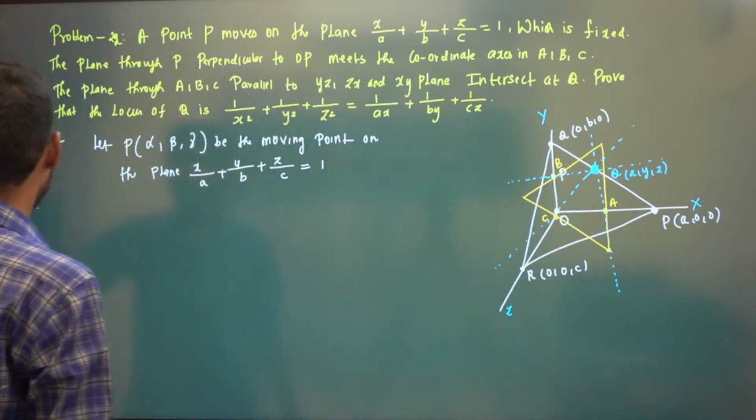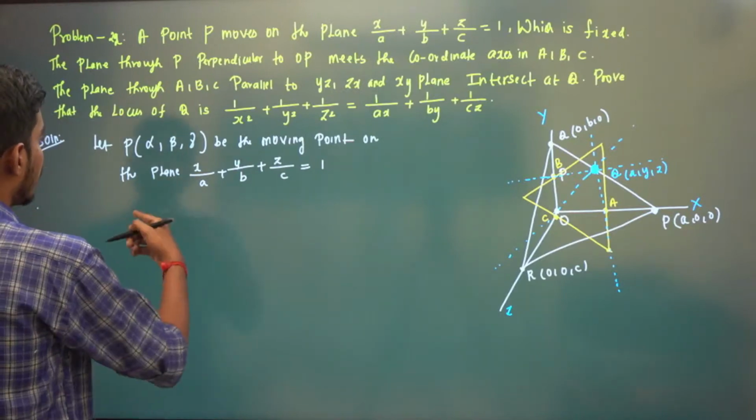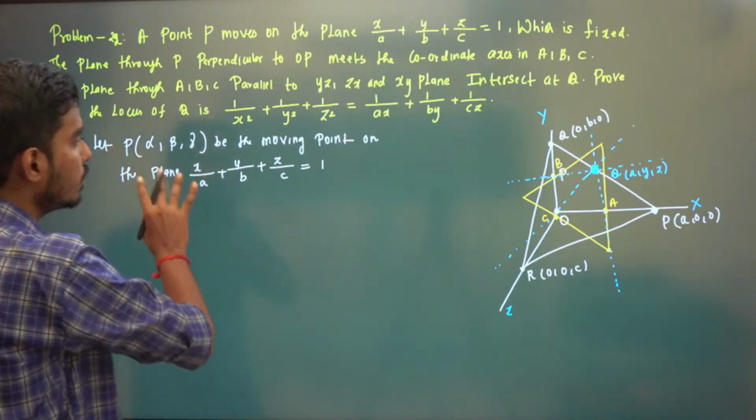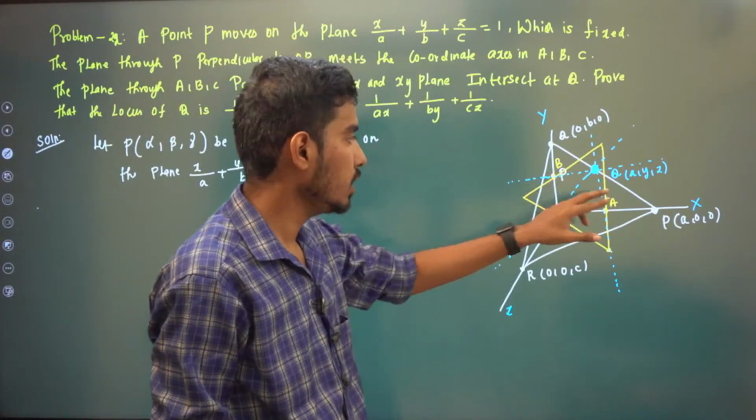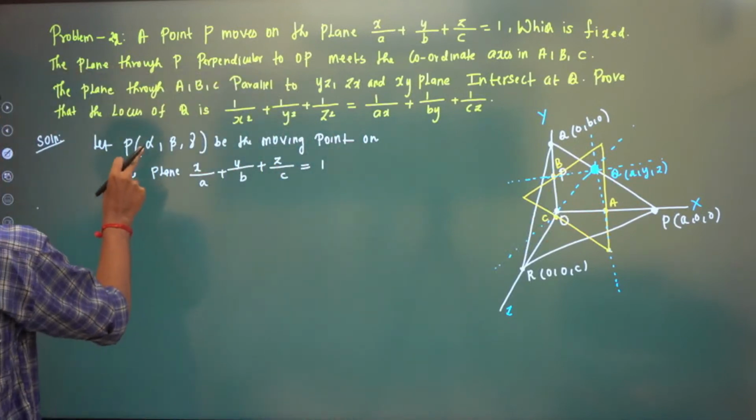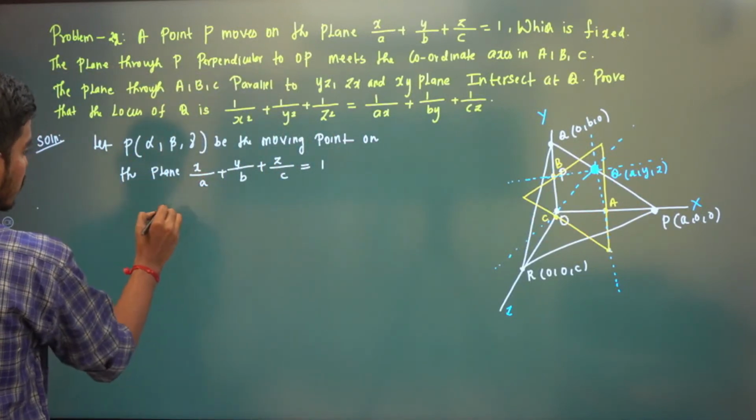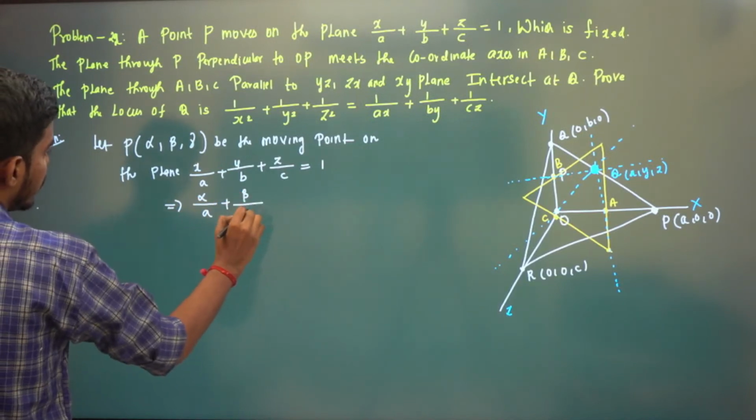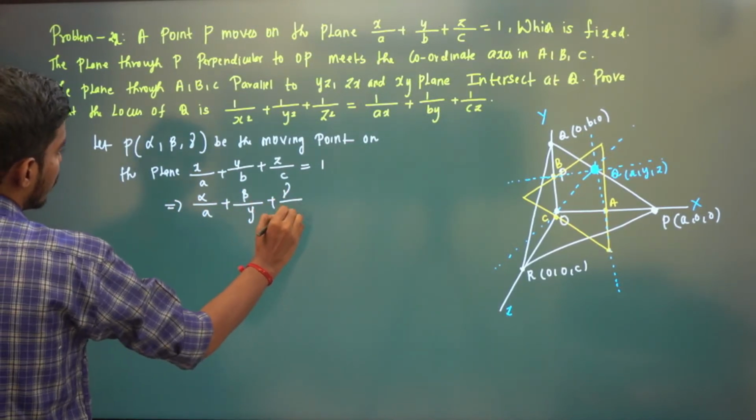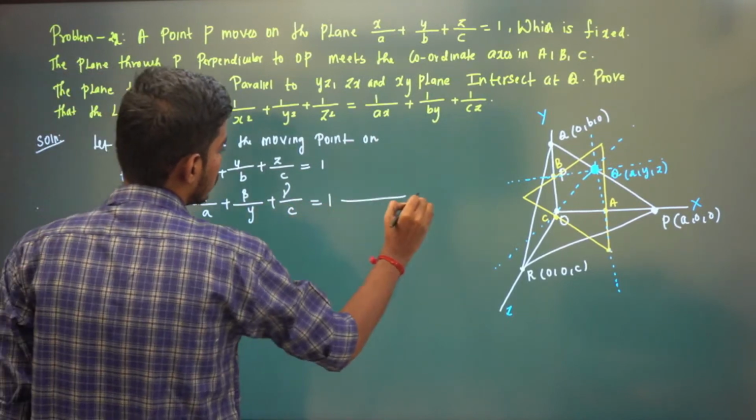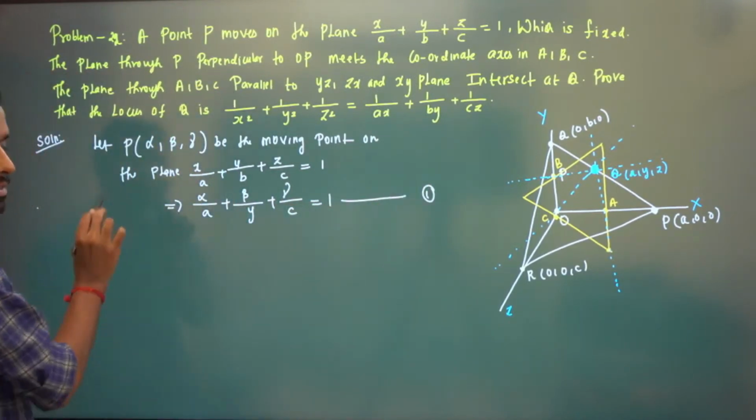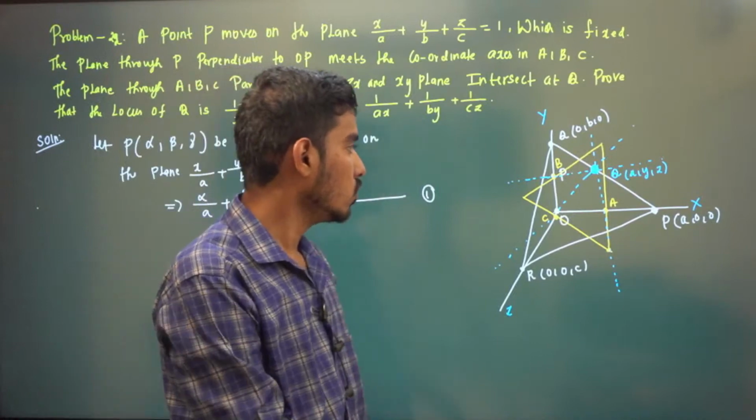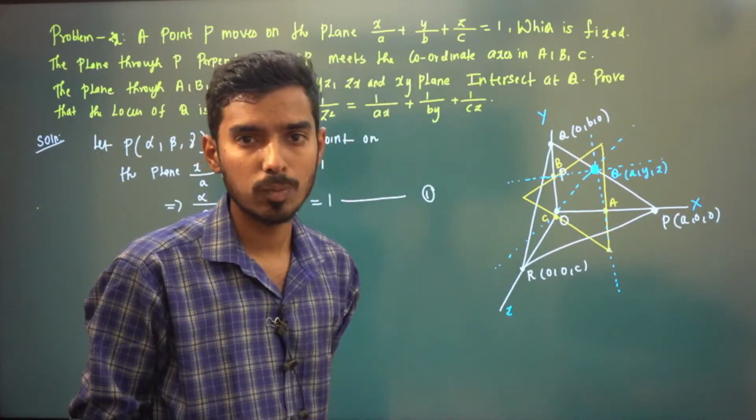Very important problem. Okay, so we have assumed a point P, a moving point P on this plane, right? So that means this point will satisfy this equation. So that means alpha by A plus beta by B plus gamma by C is equal to 1. Yes or no? Because this point lies in this plane, right? Okay. Now we are going to find the equation of yellow plane.